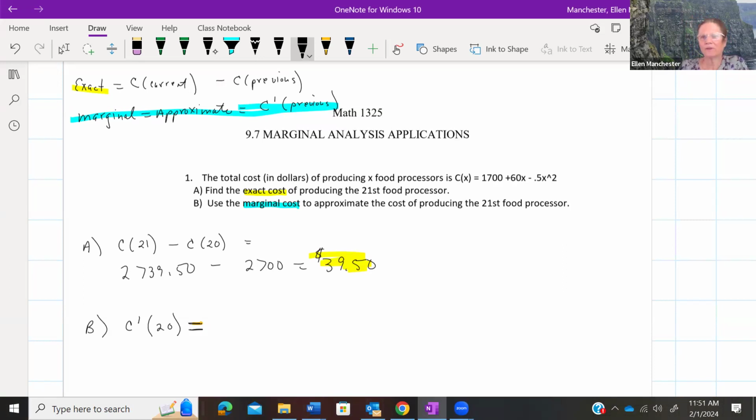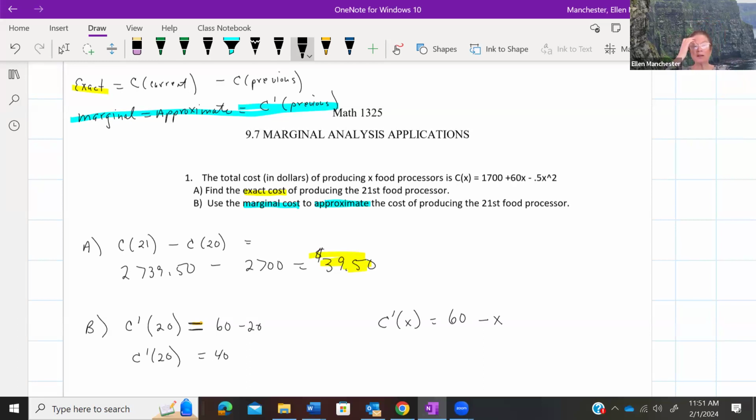Okay, so as we're walking through this, remember we're looking for marginal to approximate. So again, this term approximate has to be there for you to do this technique. Okay, use the marginal cost to approximate. So we're going to find the derivative. The derivative of the cost function would have been 60 minus, and then the 2 times 0.5 is 1. So minus x. So we end up with 60 minus 20, which is 40.